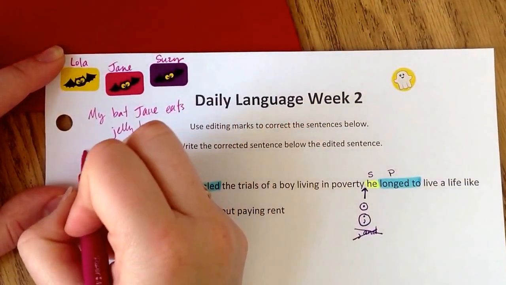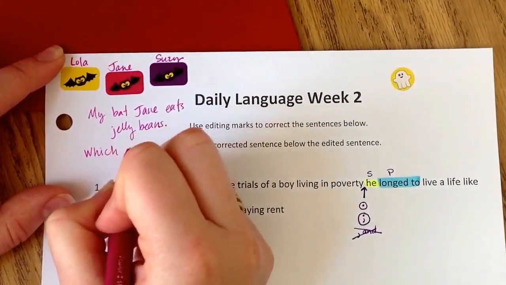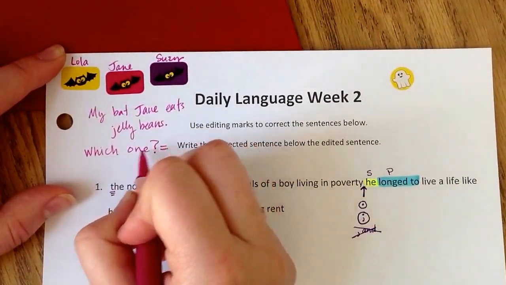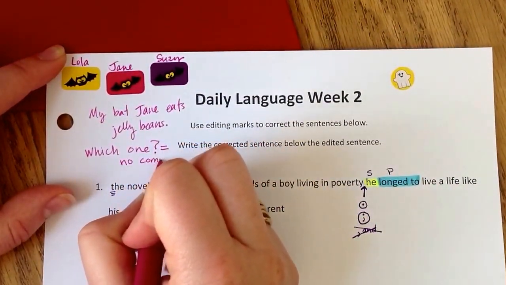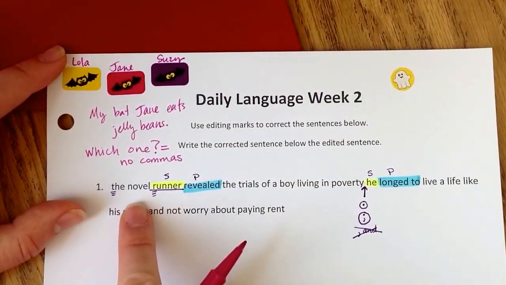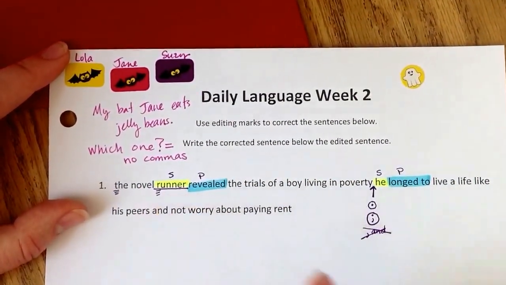This is telling me which one. Which bat are we talking about? Because it's which one, there are no commas. Just like here. The novel. Which novel? Runner. No commas.